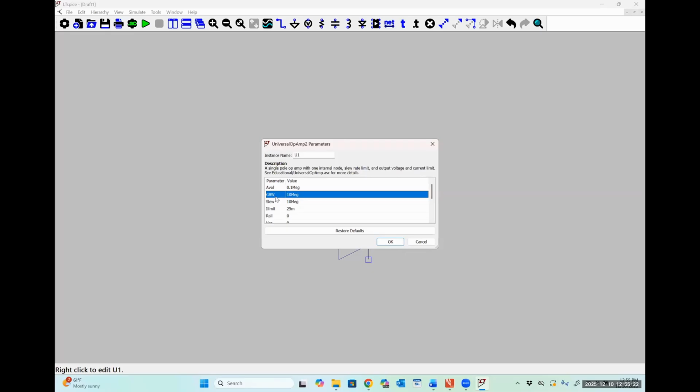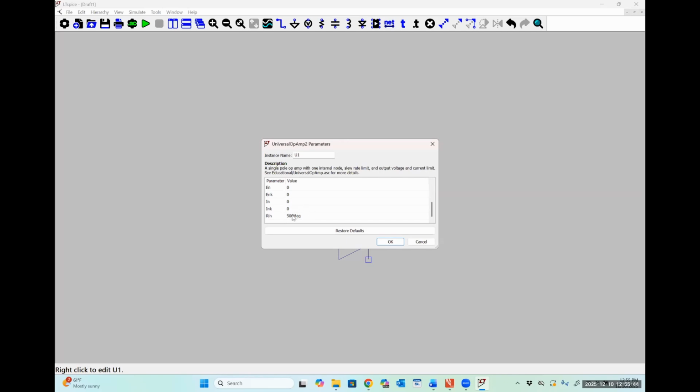I'm not going to mess with this gain bandwidth product because that's not going to have any impact on what we're doing since we're not dealing with high frequency systems. I'm not going to change the slew rate. I'm going to leave this current limit at 25 milliamps, not for any particular reason.